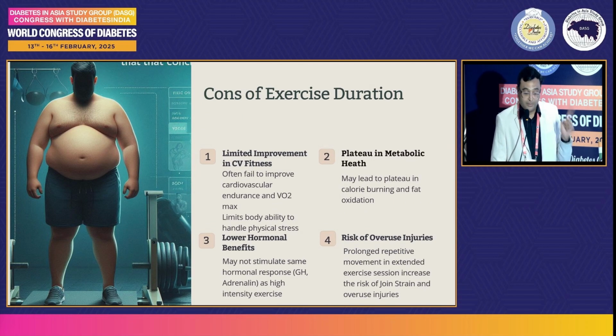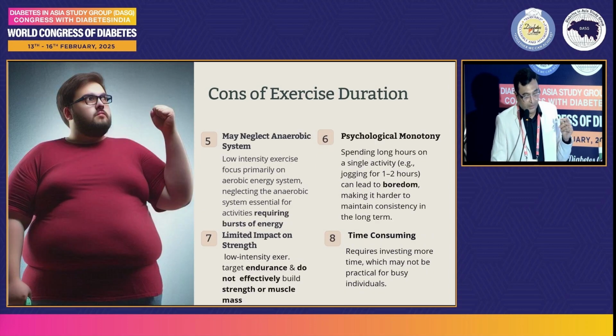Versus that, if somebody is not doing high intensity exercise, but only duration is kept in mind, and they are doing moderate intensity exercise, there are cardiovascular benefits, but they are limited. There is a plateau in metabolic health. There are lower hormonal benefits, and the risk of overuse injuries is also there, because if you run for a prolonged hour, if you walk for very prolonged hours, maybe 1 or 2 hours a day, in greed of getting more benefit, you might end up with osteoarthritis or some injuries.